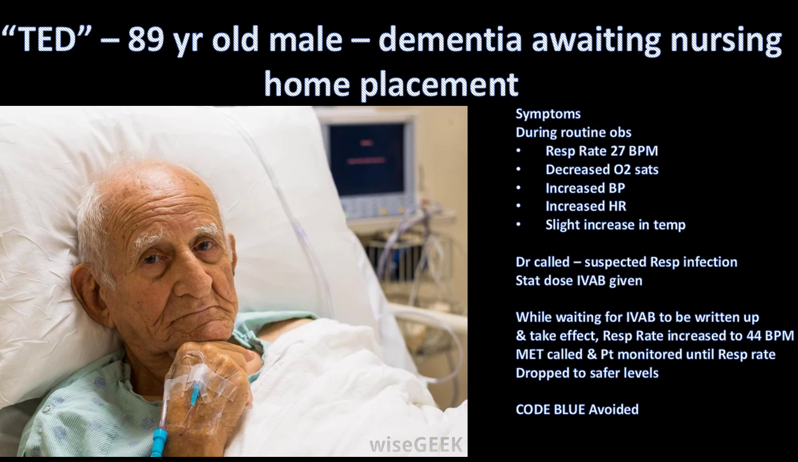This is Ted. Ted is an 89-year-old male with dementia who is waiting in the hospital for a nursing home placement. During a routine set of obs, it was discovered that Ted had a respiratory rate of 27 breaths per minute, decreased oxygen saturation levels, increased blood pressure, increased heart rate, and a slight increase in temperature. The nurse called the doctor, and the doctor suspected that Ted had a respiratory infection.